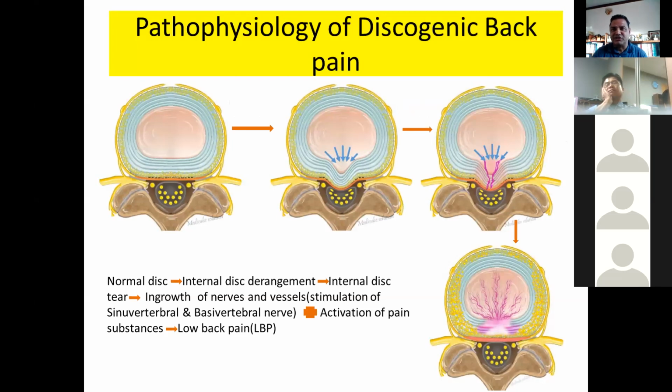How is pain produced in discogenic back pain? The initial insult is a change in the form of internal disc derangement. And this internal derangement leads to an internal disc tear, so that there is an ingrowth of nerves and vessels. That stimulates the sinovertebral nerve and basivertebral nerve that we talked about. And there will be activation of pain substances, so that ultimately leads to back pain. So this is the pathophysiology of discogenic back pain.